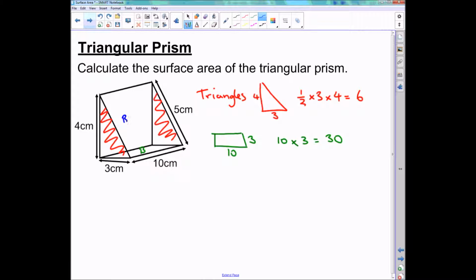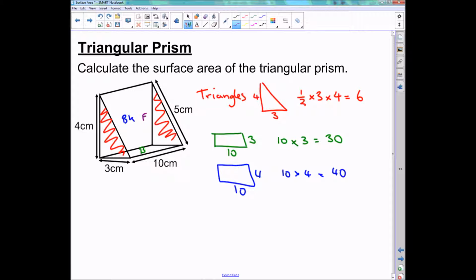So next I'm going to do this back rectangle here. Again, I'm going to do a sketch of this, drawing the rectangle. The base is going to be 10, and the height is going to be 4. So again, I do 10 times 4 is 40.